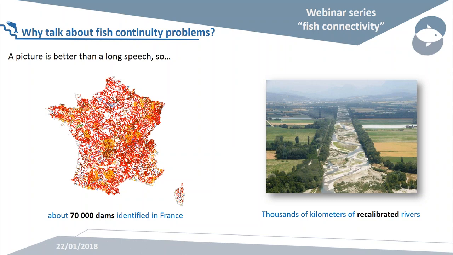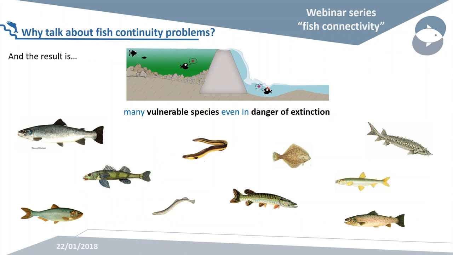So quickly, what are the results of all these dams and dikes in the river? We have many vulnerable species, or even species in danger of extinction, or even extinct, like the European sturgeon in the Rhône Basin.